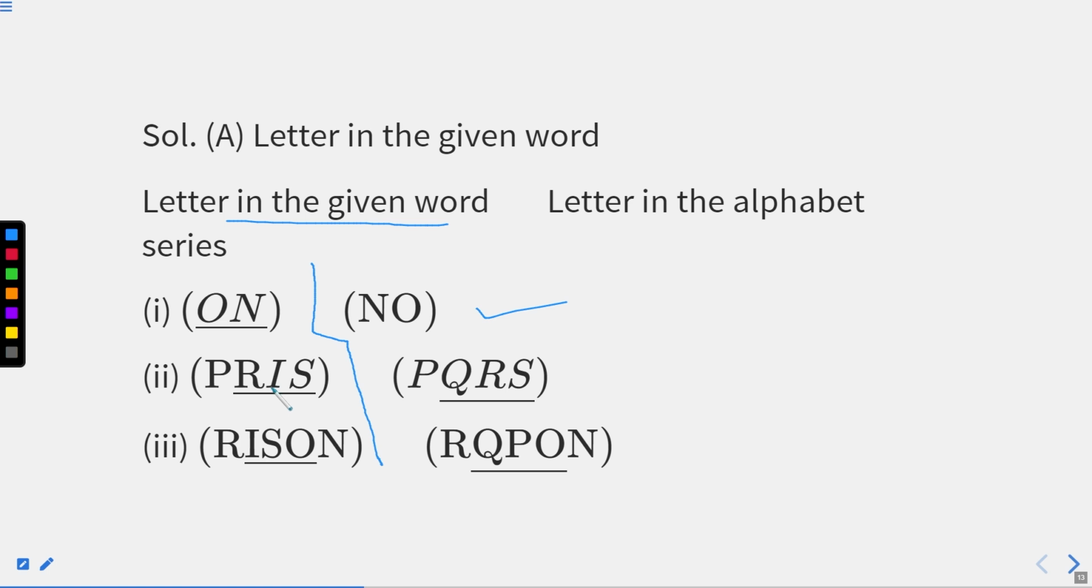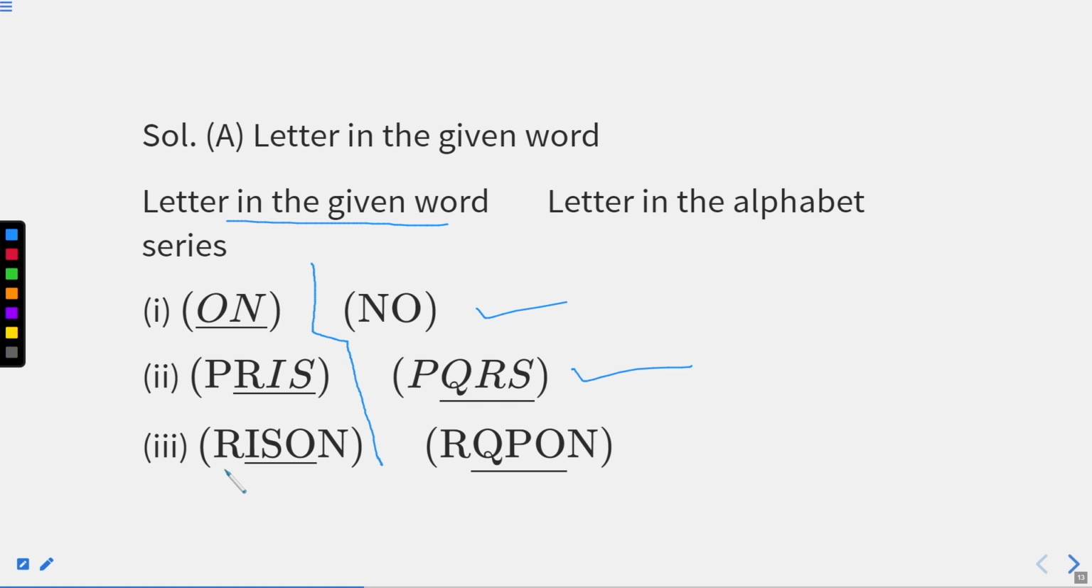In the given word prison, we have P, R, I, S, and between P and S we have two letters, R and I. In the actual alphabetical series, between P and S we have Q and R. So the number of letters between P and S is the same, so again it forms an alpha pair.